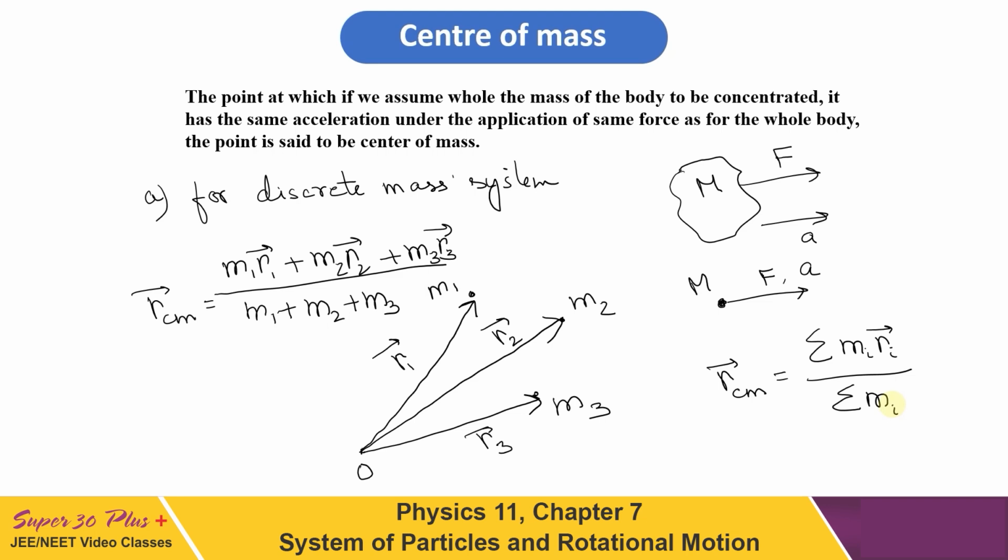This is the position of center of mass for a discrete mass system where masses are scattered all over the place. Now what if the mass is continuous? Then of course we cannot write the mass of each particle and their position. Like if we have to write the center of mass of this board, it is not possible to write it for each consecutive particle. So then we have to write it as, second, I am considering the continuous mass system.